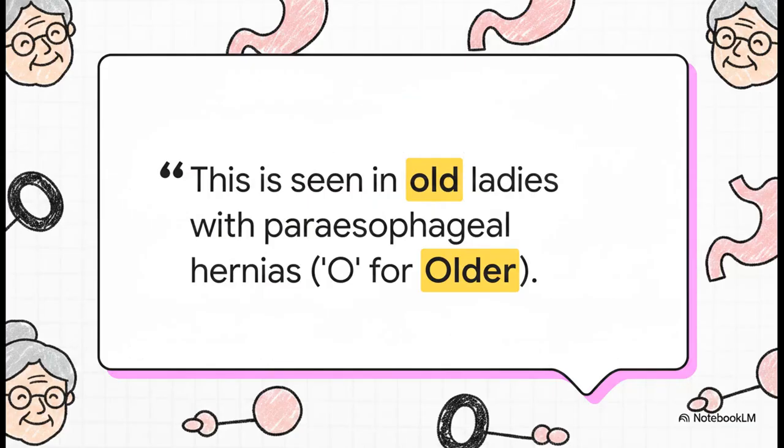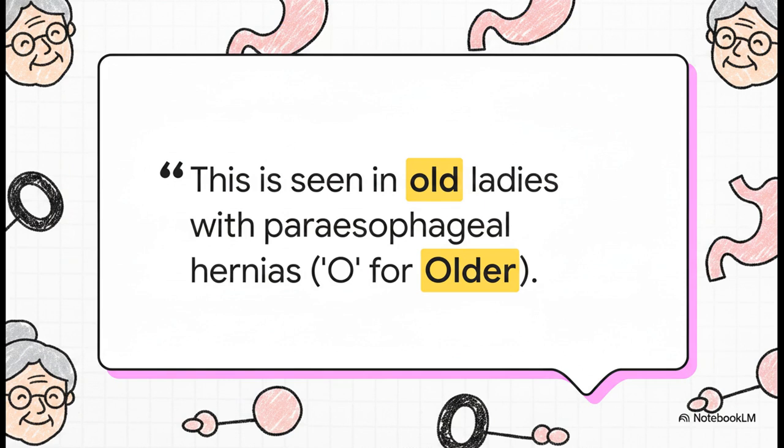Now, to keep these straight in your head, I've got a punchy little memory hook for you straight from the best high-yield review sources. Just remember, O for older. Organoaxial volvulus is by far the most common type, and it's classically seen in older ladies who have large sliding or paraesophageal hiatus hernias.